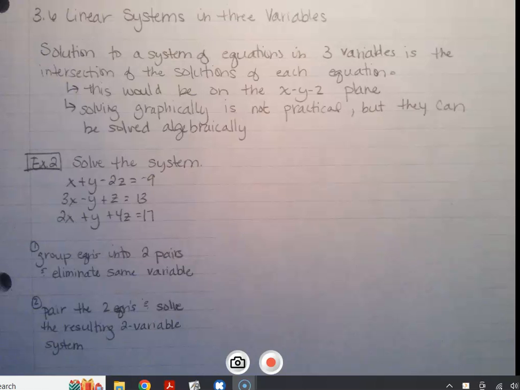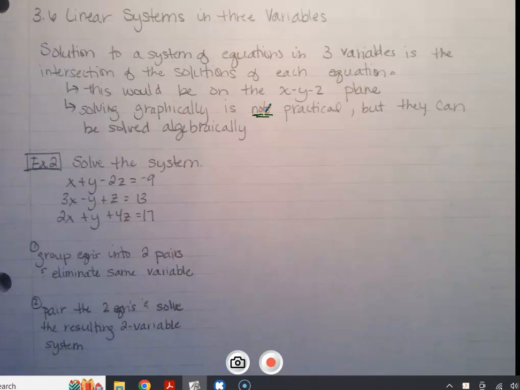All right, so a solution to a system of equations in 3 variables is the intersection of the solutions in each equation. So again, we're just looking for one point. This would be if we graphed it on that XYZ plane. We're not graphing it. Solving it graphically is actually not practical, which is one reason that graphing on the XYZ plane is not of huge importance at this stage.